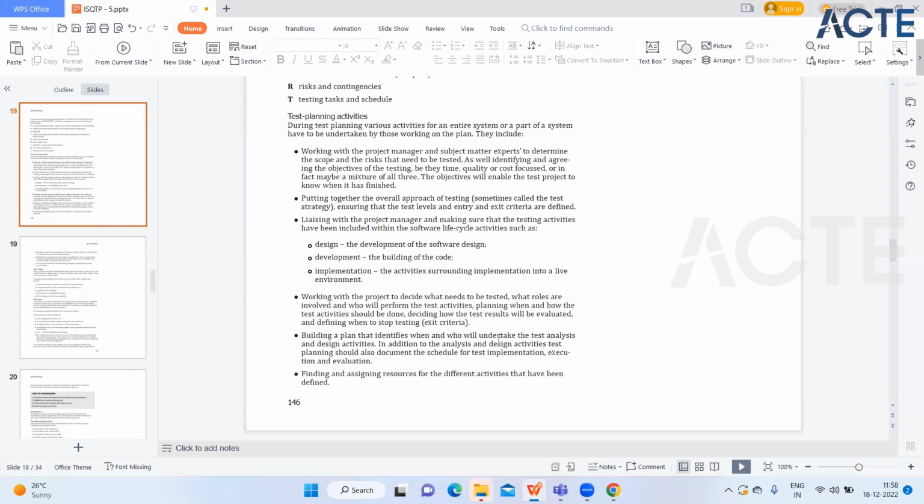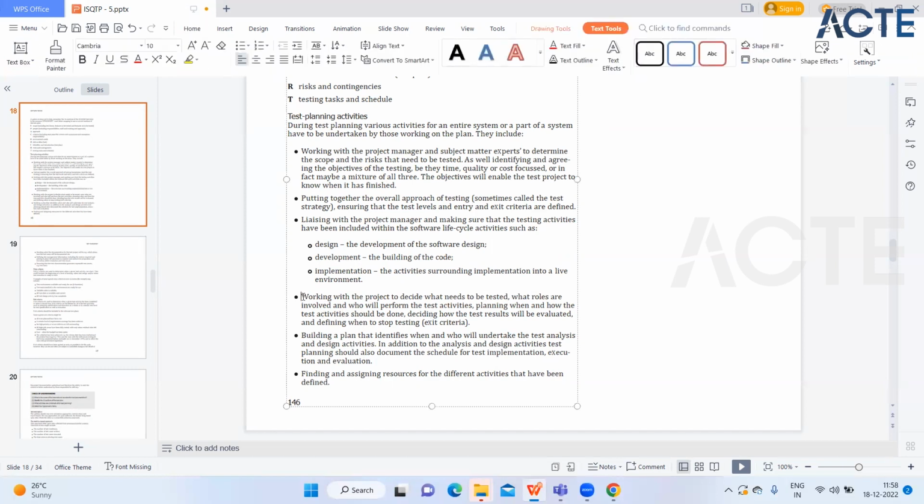We have to define who will take the test analysis and design activities, working with the project to decide what needs to be tested and what roles are involved. Everything we have to define here. Now you have to remember this key point. This is like exit criteria: deciding how the test results will be evaluated and defining when to stop testing. This is the exit criteria.